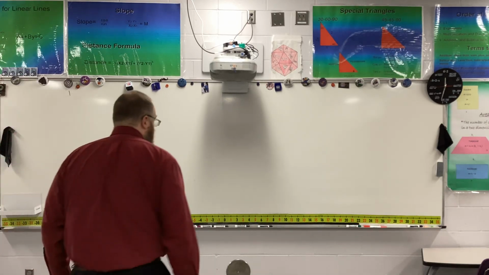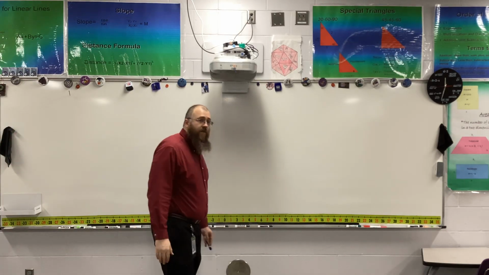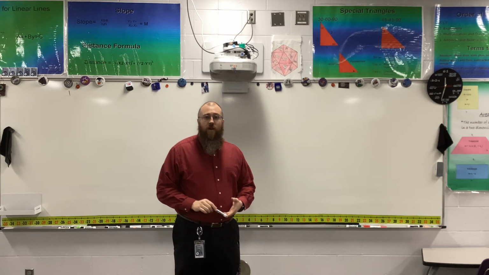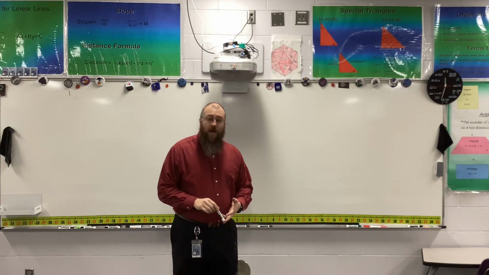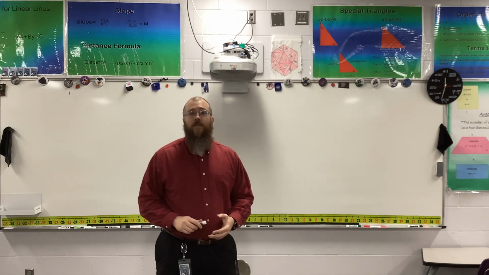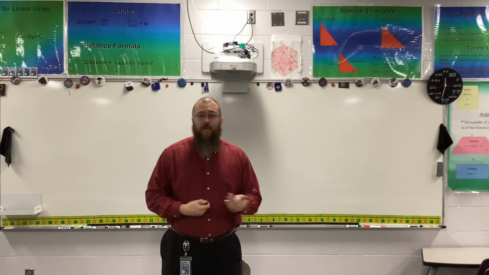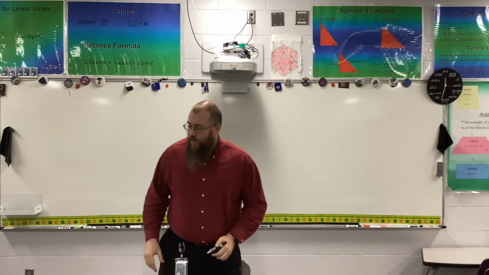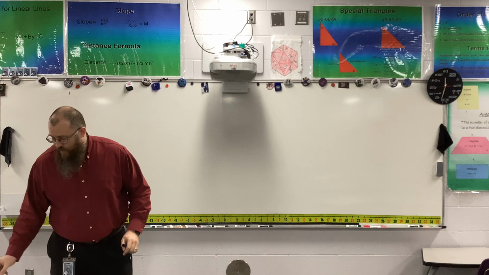Today we're going to work on the third topic in our Pythagorean theorem. So at this point in time we've learned all about right triangles, how to identify the legs and hypotenuses, how to identify whether a triangle is a right triangle or not, and how to find a missing hypotenuse. Today we're going to talk about finding missing legs.